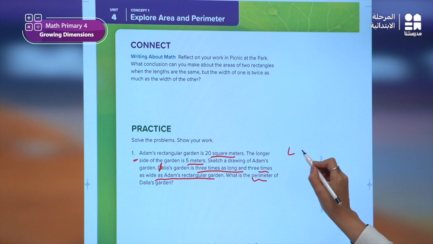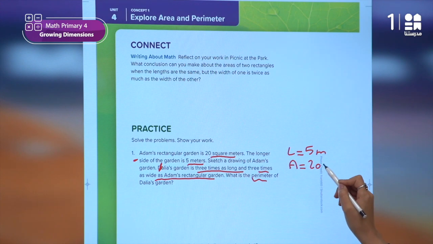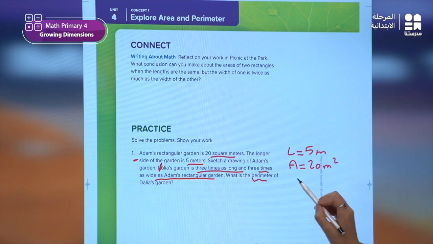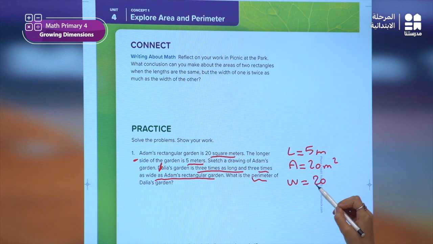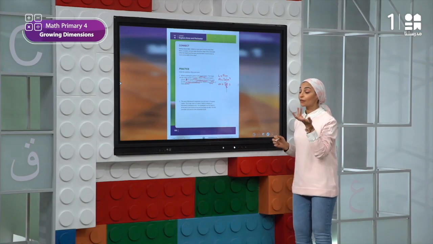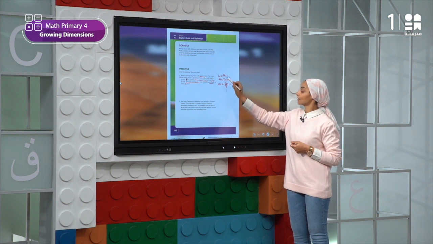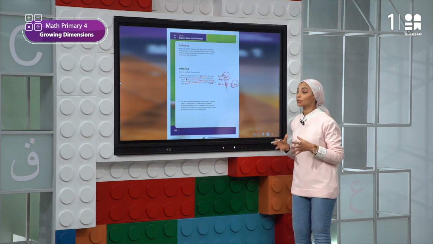So what will I do? Yes, first I will define exactly the length and width of Adam's garden. We know that the length of Adam's garden is 5 meters, and the area is 20 square meters. What do I want to find? I want to find the width, so I will divide the area by the length. To know the width, I will do 20 divided by 5. 20 divided by 5 equals what? Equals 4 meters. So now I have the length and the width, and these are my dimensions.